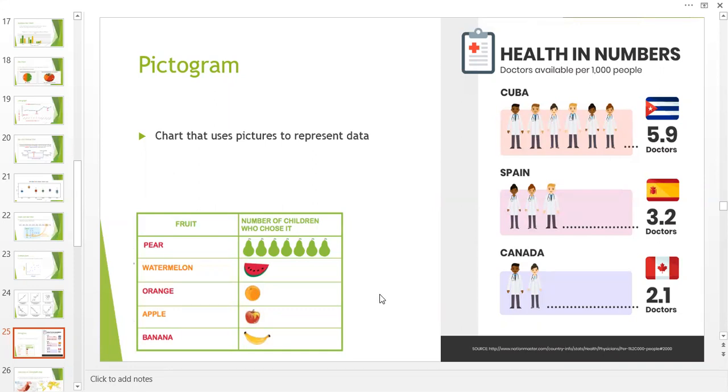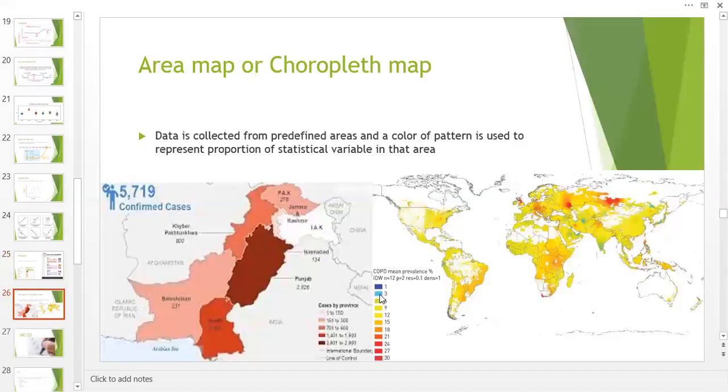They are useful in giving information to the general public, where it is easy to understand the data from the pictures, and they can also be used for illiterate people and for young children. So it gives an idea about the data easily.